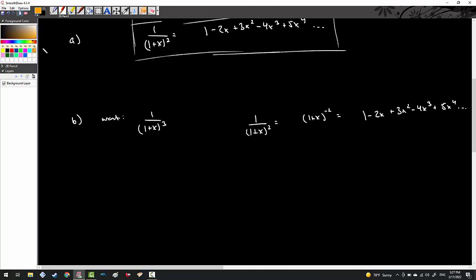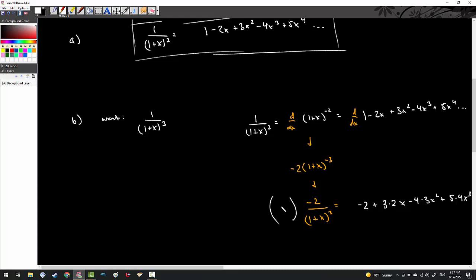Well, again, I'm just going to differentiate this thing, so I'm going to differentiate both sides. What I get is negative 2 times (1 plus x) to the negative 3, which is really negative 2 over (1 plus x) cubed. And again, I know that's not what I want, but if I differentiate both sides, I'm going to get negative 2 plus, and I'm not going to multiply those out, this is where the confusion kind of happened, 3 times 2x minus 4 times 3x squared plus 5 times 4x cubed, and down the chain we go.